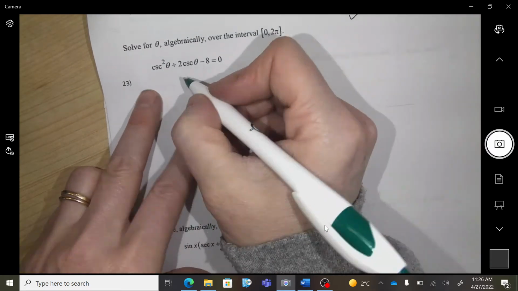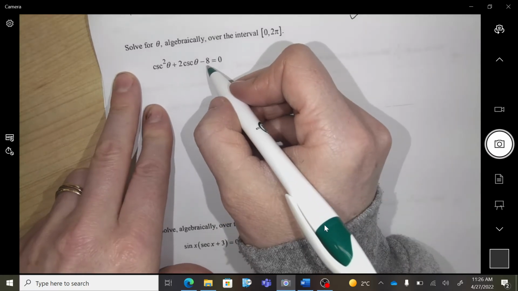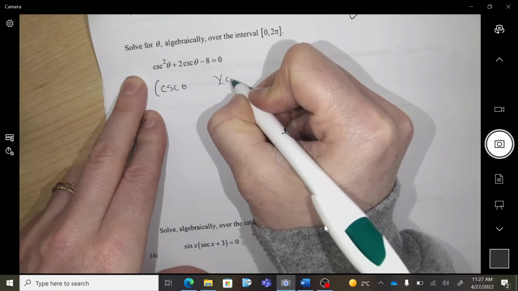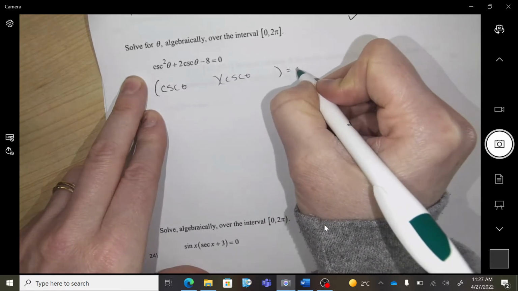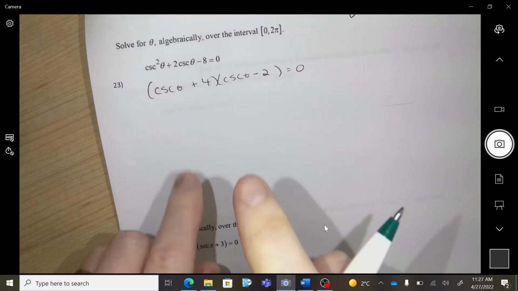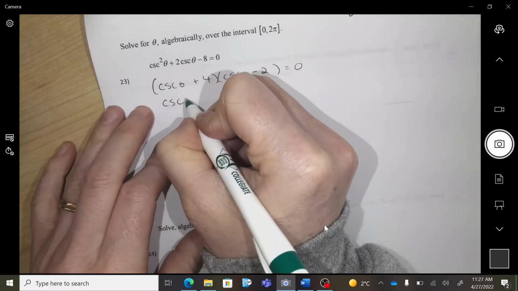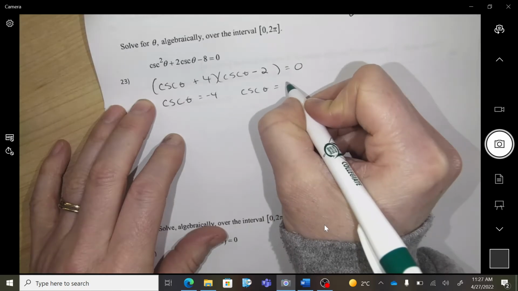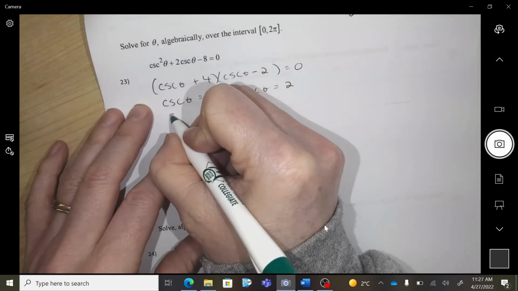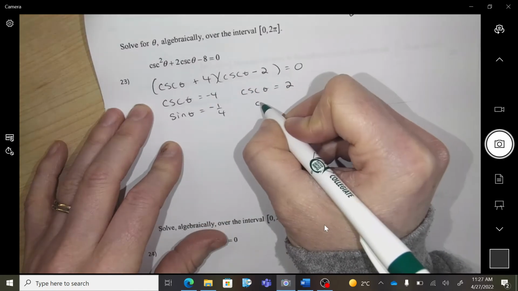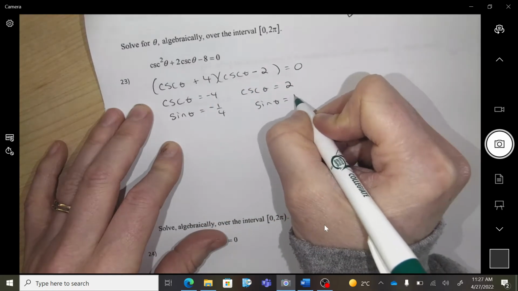Okay, solving, I'm going to try to factor. Let's see if it would work. It's a simple trinomial, multiplies to 8, 4 times 2. So that works. So cosecant of the angle is negative 4 or 2. So we're going to flip this to sine. So negative a quarter or a half.